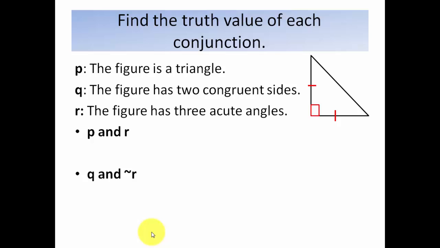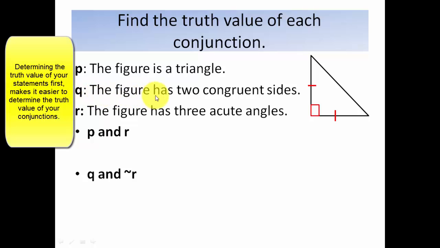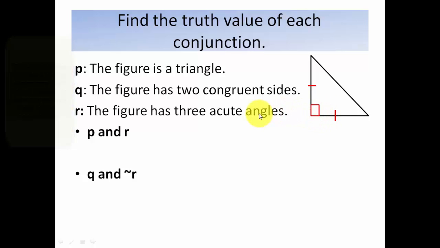Find the truth value of each conjunction. So here we have 3 statements, P, Q, and R. The first one says the figure is a triangle. Well, that's true. The second statement says the figure has 2 congruent sides. That's true because of the notation. And the last one says the figure has 3 acute angles. Well, I can tell that these 2 are acute because they're less than 90 degrees, but this is not an acute angle, it's a right angle, so the last statement is false.